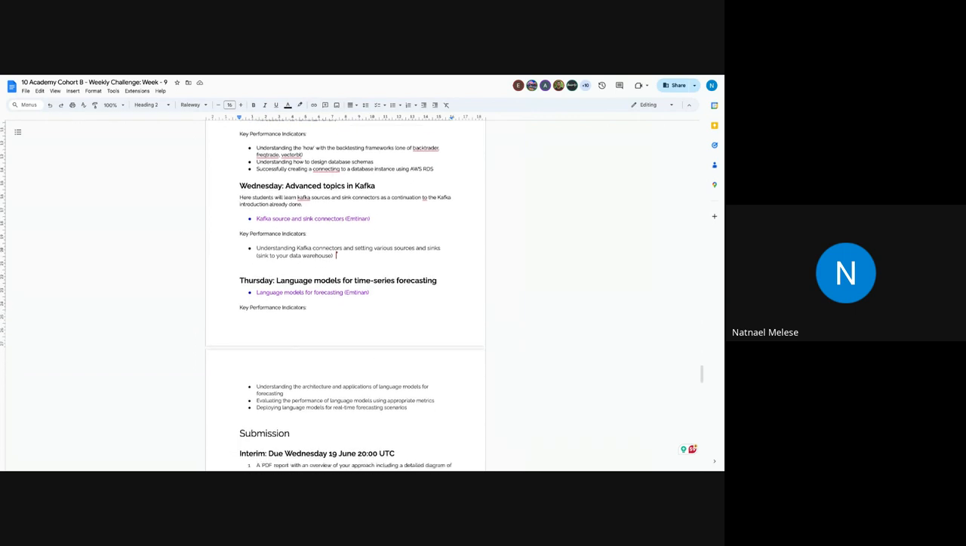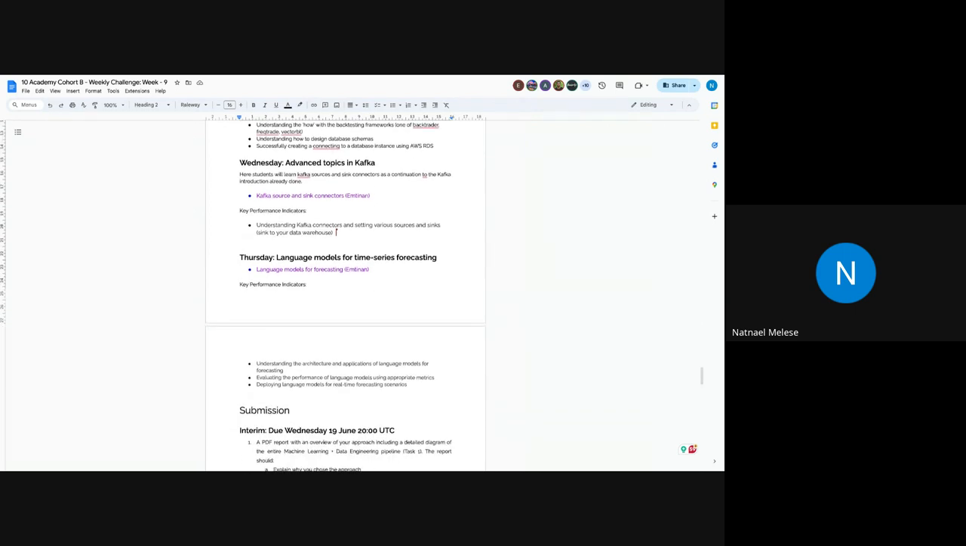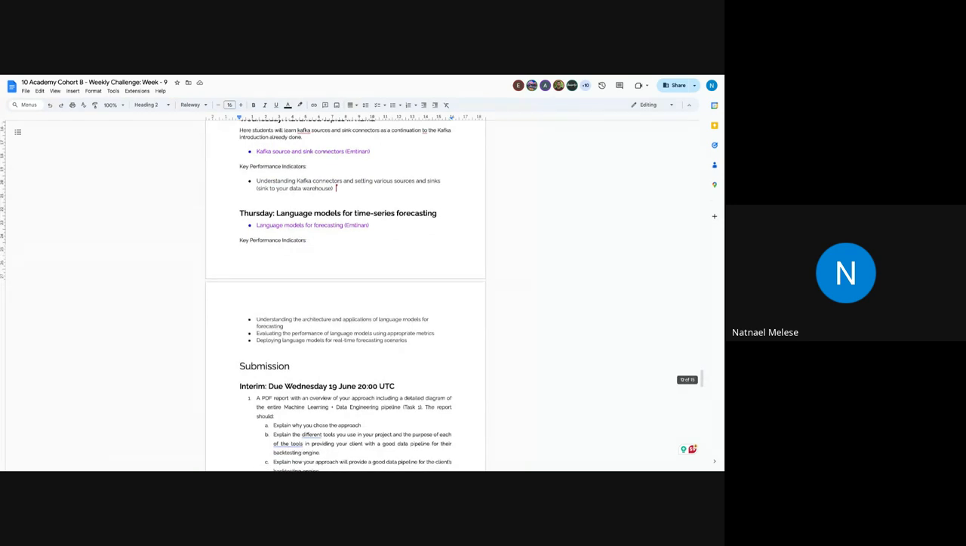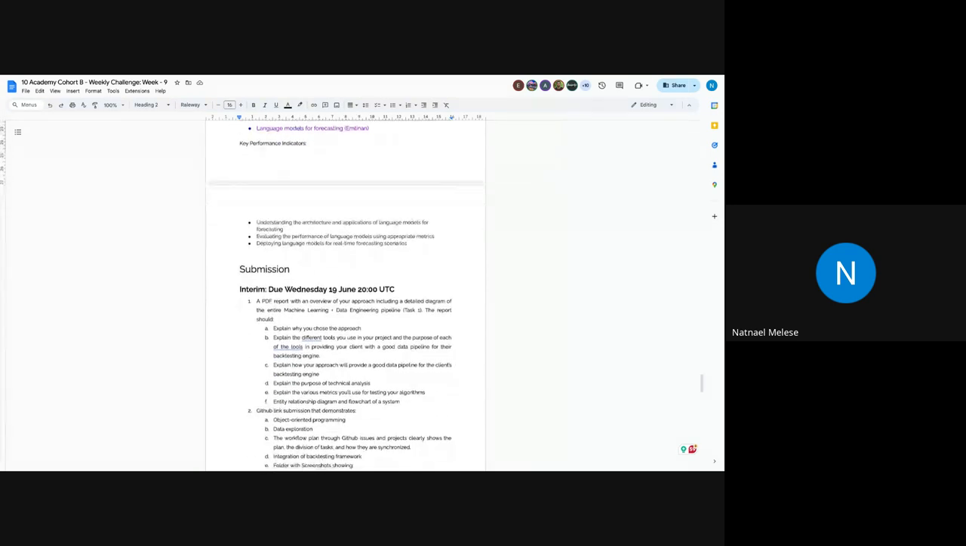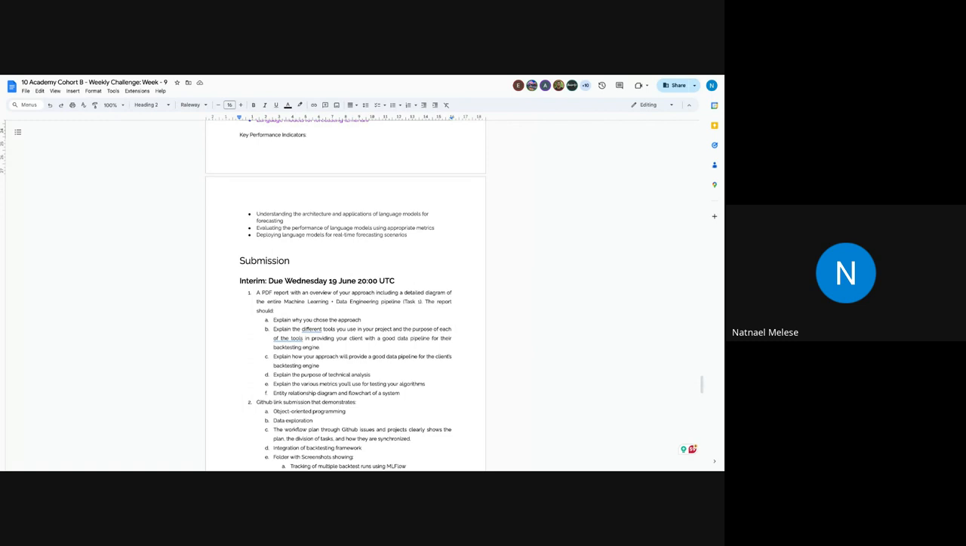language models for forecasting would be given by Antenan. This week's challenge is a 2 weeks challenge, meaning you will have three submissions.